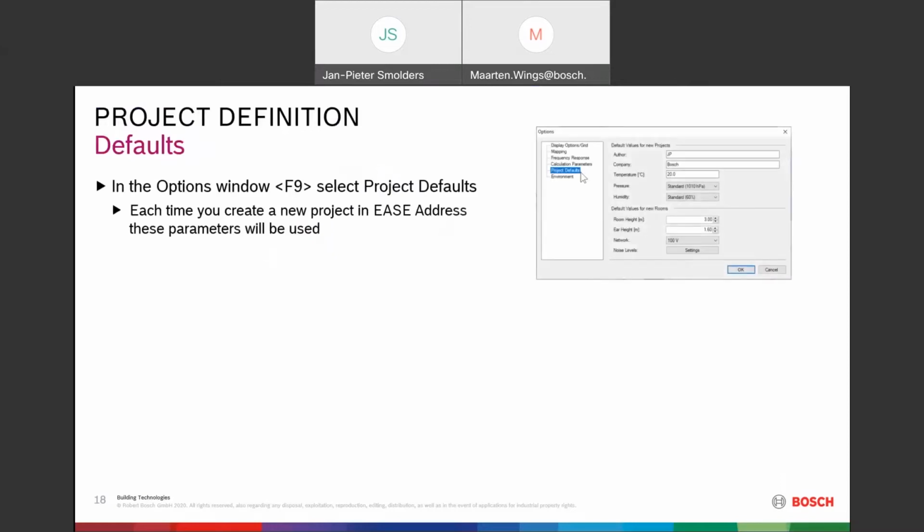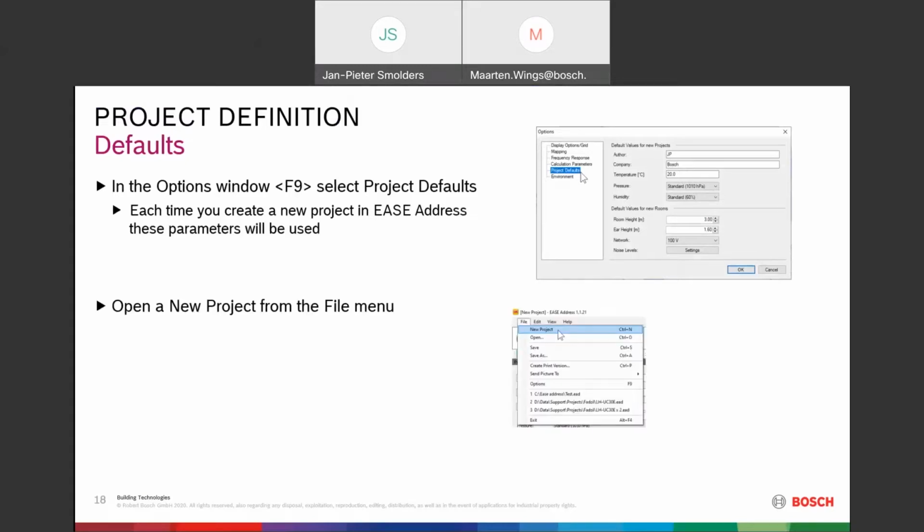Now the first thing we do is project definition, the defaults of your projects. Like you see here on the right, if you press F9, go to the project defaults. You can type in some parameters that will always be used once you open up EASE Address. Once you have done that, you go back to File and create a new project. So that's the first thing we'll do, open up a new project.